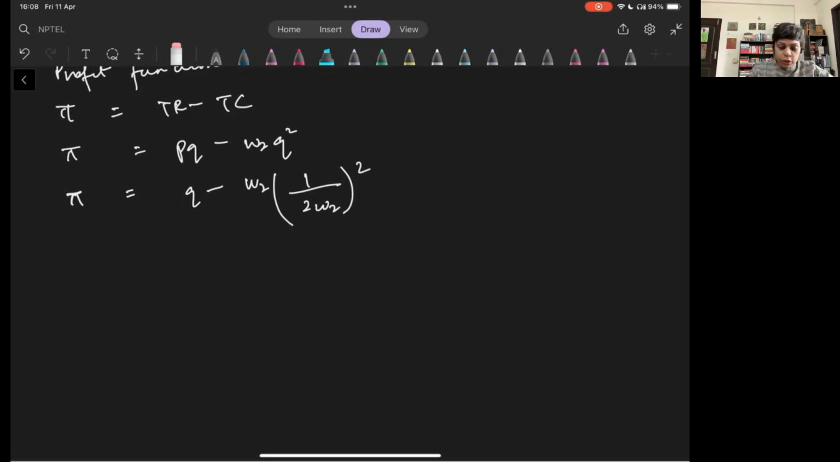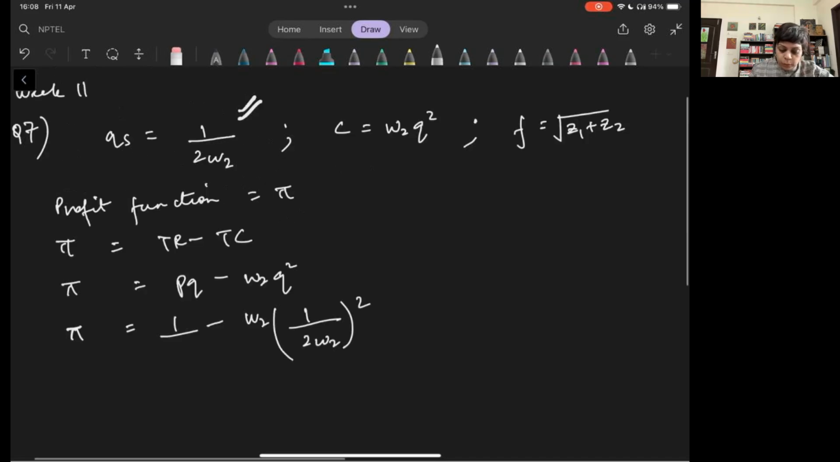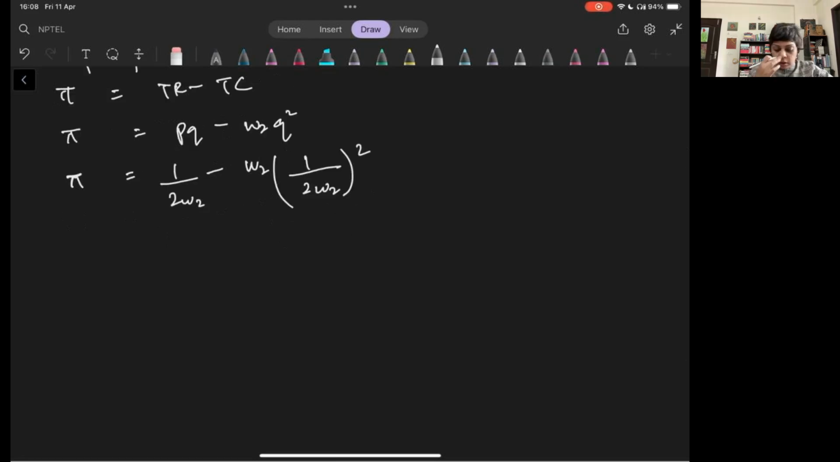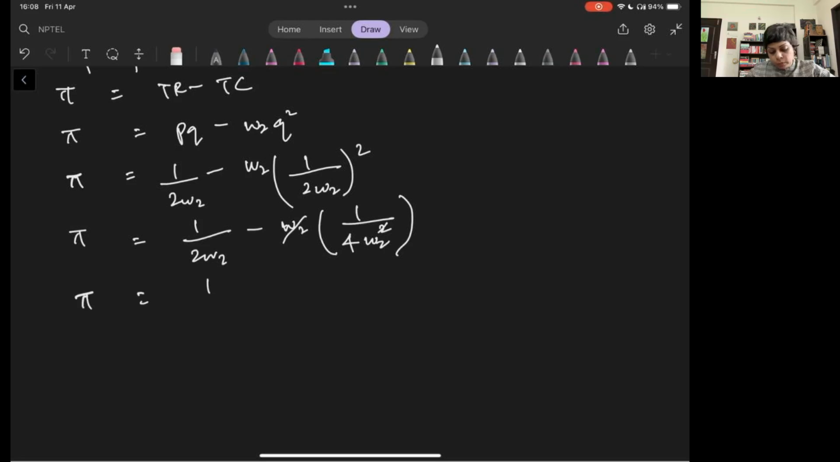It just becomes Q, and here also instead of Q we can just write 1 upon 2 W2. I'm just shortening it because otherwise it's going to become too long. So this is 1 upon 2 W2 minus W2 into 1 upon 4 W2 square. So this W2 cancels with this. This is 1 upon 2 W2 minus 1 by 4 W2, which means the profit function is 1 by 4 W2. This is the final answer.